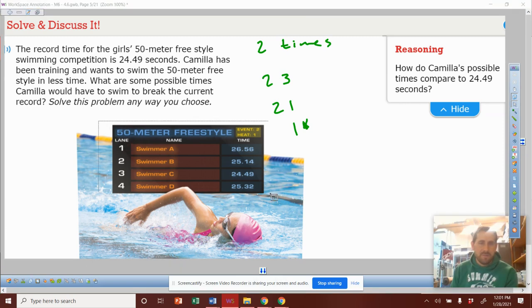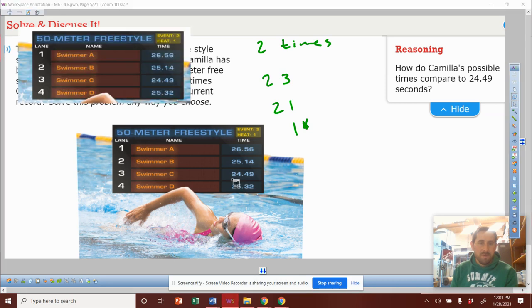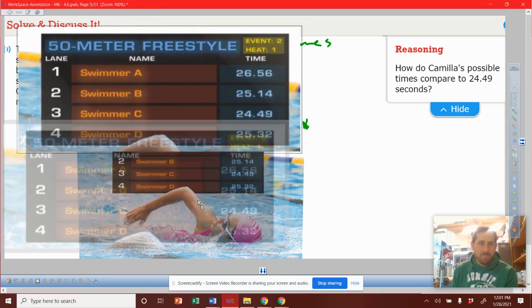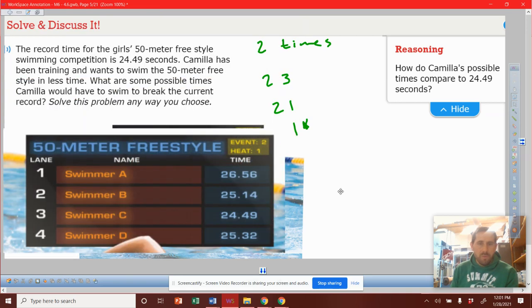This is Kamala's different times, or different swimmers in the race. Did any of these swimmers beat the record? So we have one swimmer, 26.56. Did they beat the 24.49? No. What about this 25.14?